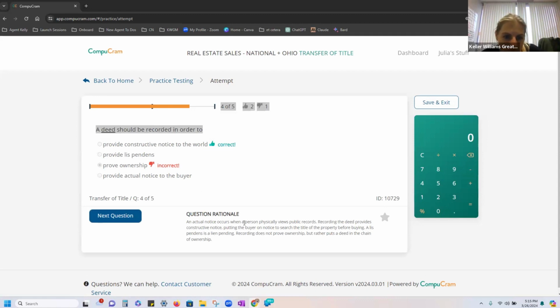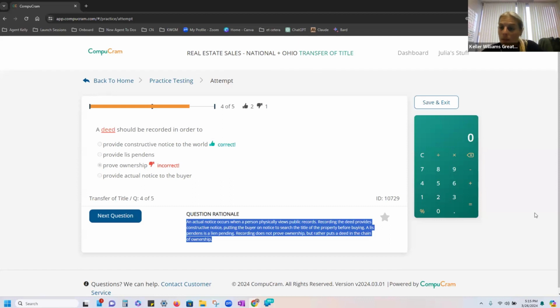So an actual notice is when a person physically views public records. Recording the deed, okay, so when you record the deed, it provides constructive notice, which is putting the buyer on notice to search the title of the property before buying. So actual notice occurs when a person physically views public records, and then the recording of the deed provides the constructive notice, putting the buyer on notice in search of the title property before buying it. A lis pendens is a lien pending, and recording does not prove ownership, but rather puts the deed in the chain of ownership.